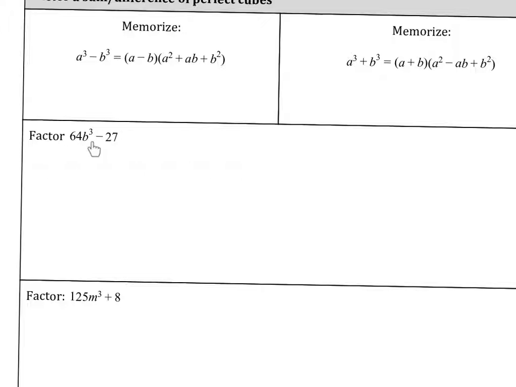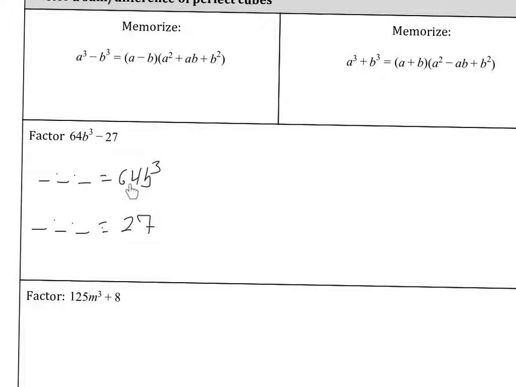So the trick here first is to figure out what exactly did I cube to get 64b cubed. You've got to figure out what multiplies by itself 3 times to land you on 64b cubed, and what multiplies by itself 3 times to land you on 27. Hey, notice by the way I'm using a 27, not a negative 27. You might be wondering why, because the minus sign will be taken care of by the fact that I've used this formula. So since I'm going to use that formula, I'm going to think of this 27 as just a positive.